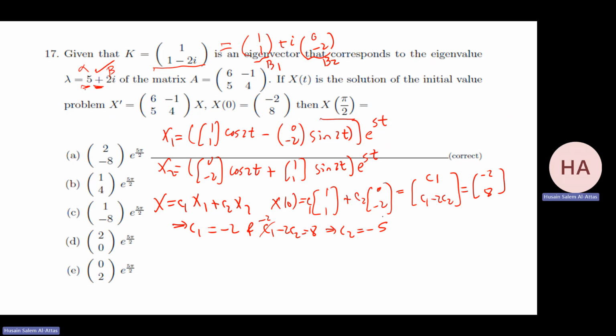So my solution will be c1, which is minus 2x1, minus 5x2. Now we need to find x at pi over 2. Careful, minus 2. With pi over 2, I have cosine pi, which is minus 1, so (-1, -1). Sine pi, which is 0, gone, times e to the power 5 pi over 2.